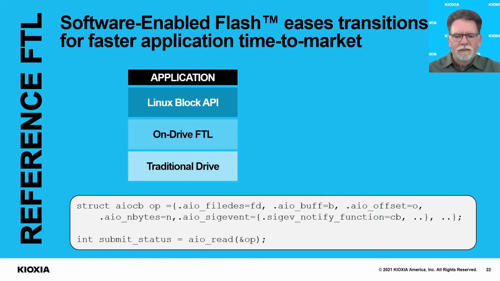Typically, applications interact with storage by going through the operating system. In this example, we've shown what it takes for a Linux application to submit an asynchronous I/O request to the system. First, it defines an asynchronous I/O control block, initializes it, and then submits a read operation in this case. So the application is interfacing with the operating system. The operating system is then interfacing with the device, which traditionally has had its own internal flash translation layer.